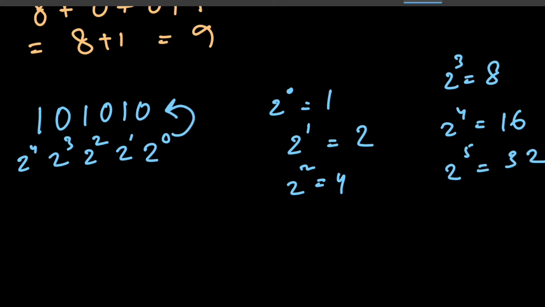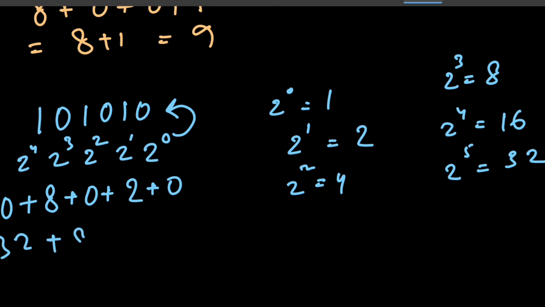So if I multiply this with it, that will be 0, and this will be 2, this will be 0 again, this will be 8, this will be 0, but this will be 32 because 5th power of 2 is equal to 32, and 32 plus 8 plus 2 is equal to 42. So that's how we can find the decimal number from a binary number.